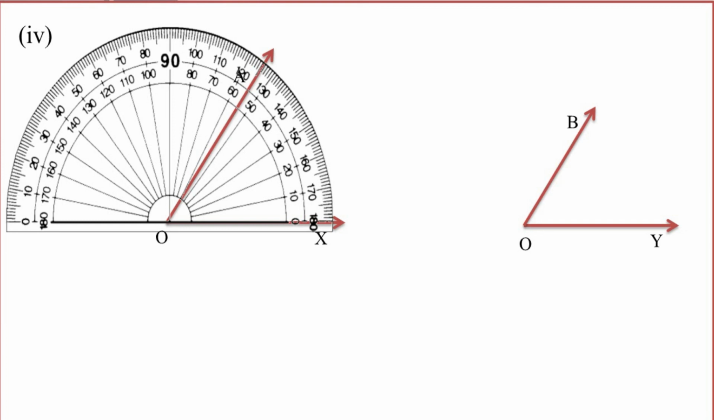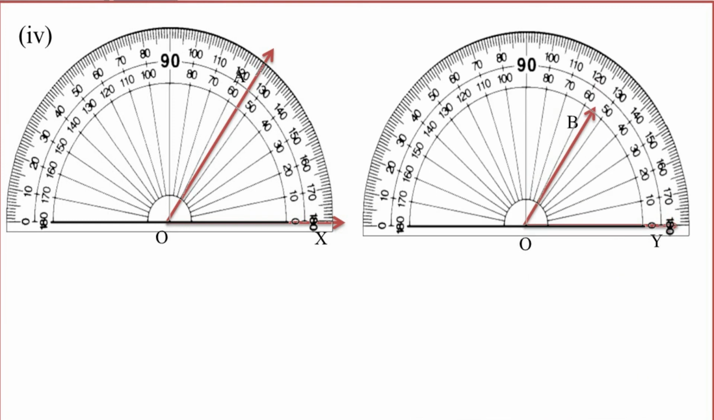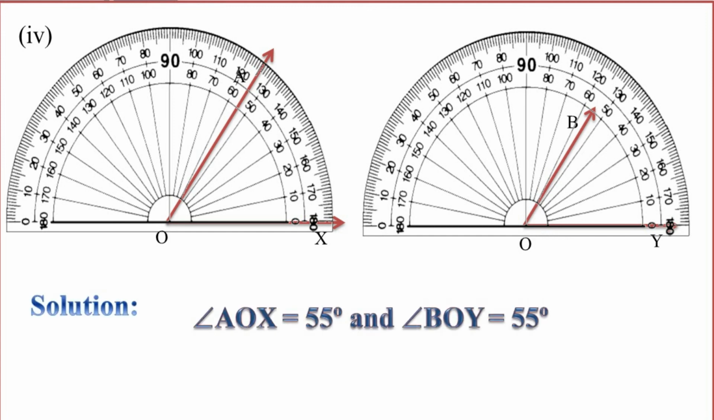Angle AOX is 55 degrees. Likewise, the second angle measure is also 55 degrees. Therefore, angle BOY is equal to 55 degrees. Solution: angle AOX is equal to 55 degrees and angle BOY is equal to 55 degrees. Therefore, angle AOX is congruent to angle BOY.